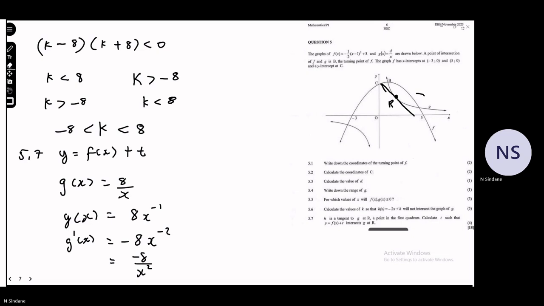Then after doing that, what are they saying? Calculate t such that y is equals to f of x plus t intersects g. Remember what we have. If we go back to our g, y is equals to f of x plus t, right? That is our equation.